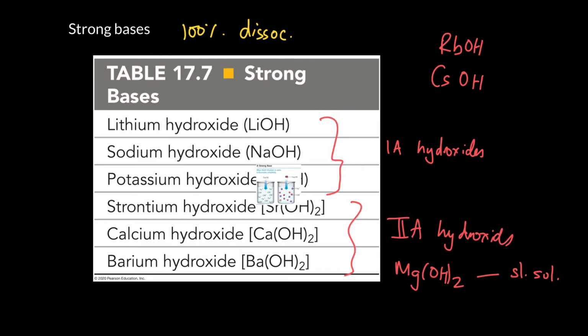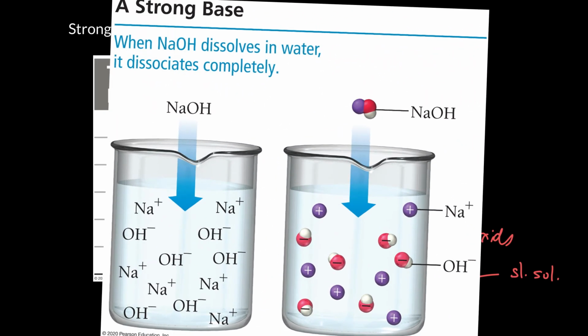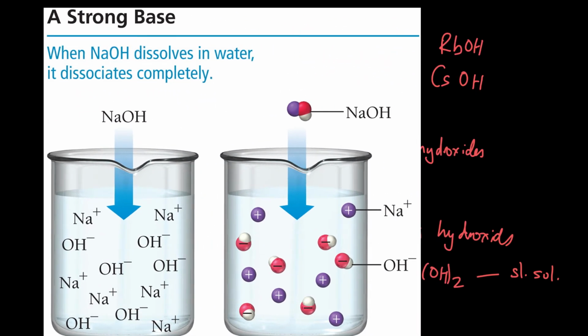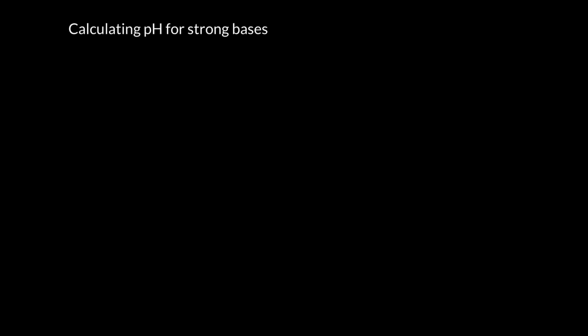Just like an acid, a strong base is something that completely dissociates. And so here's a nice figure here from our textbook. So you can see when sodium hydroxide dissolves in water, it completely breaks down and makes sodium ions and hydroxide ions 100% of the time. Now, from what we saw in the acid chapter, we can also calculate pH of these strong bases quite easily.